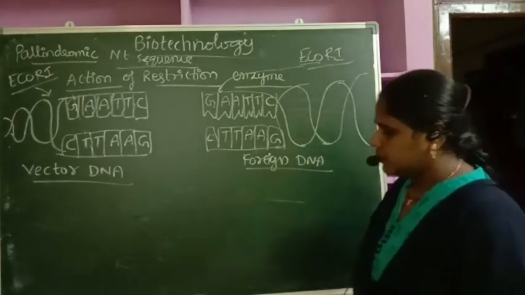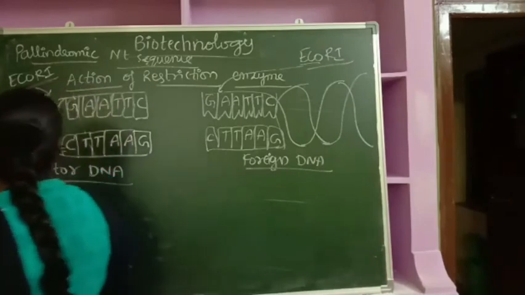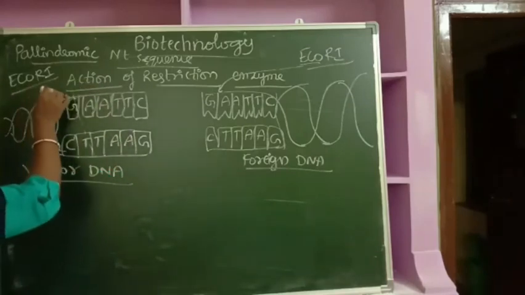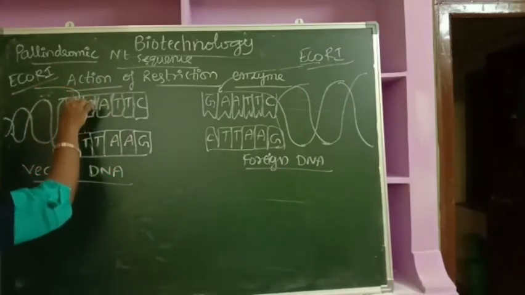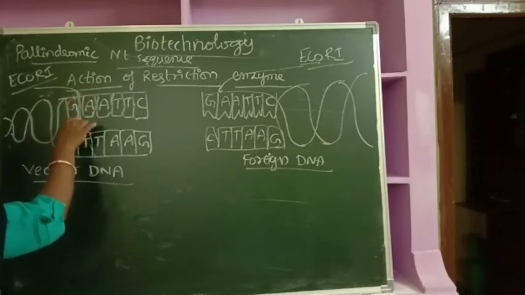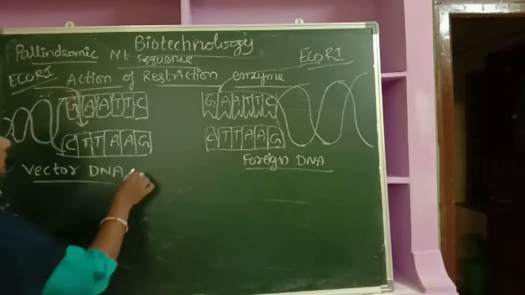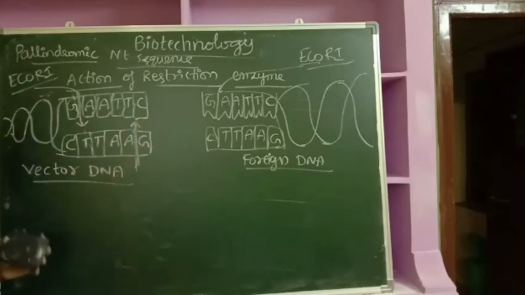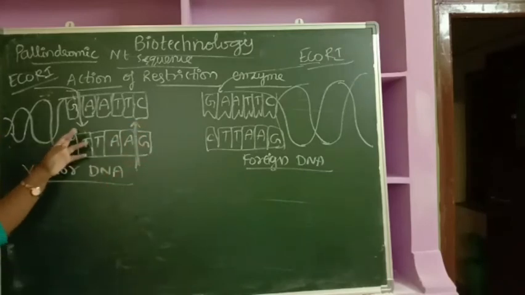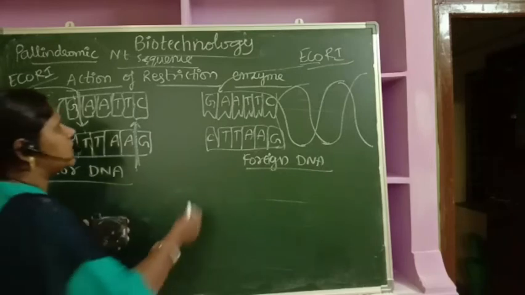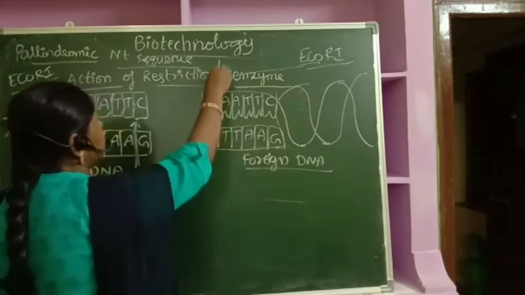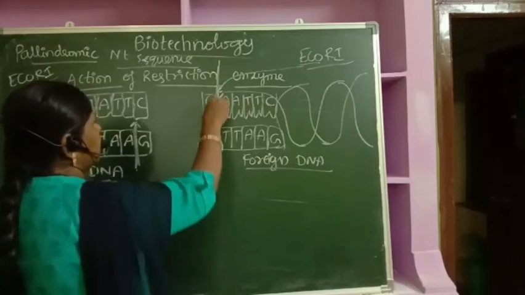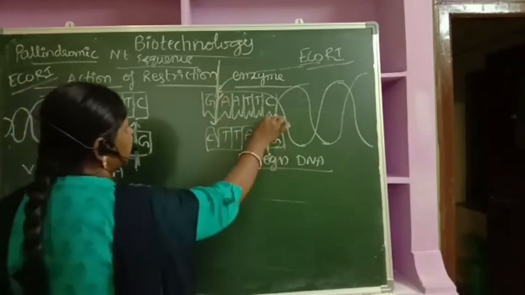Now as a result, what happens? Let us see where the cut is made here. When EcoR1 is added here, let us imagine it cuts between G and A, and here also it cuts between G and A. Imagine it's making the cut between G and A.